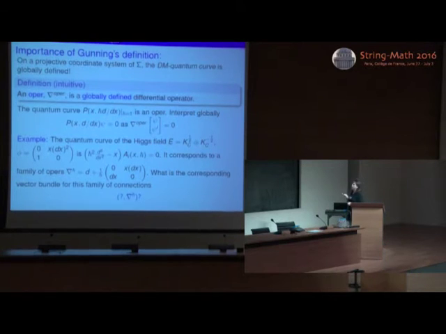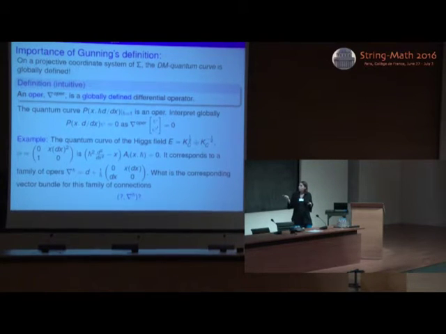So the importance of Gunning's definition is that on a projective coordinate system, the quantum curve given by the topological recursion is globally defined. So this will be our first definition of opers, and we will come back to geometric definitions at the end of this talk. An oper, for now, will be a globally defined differential operator. So in particular, the quantum curve, when we restrict to the case h bar equals 1, will be an oper as long as we work on a projective coordinate system.